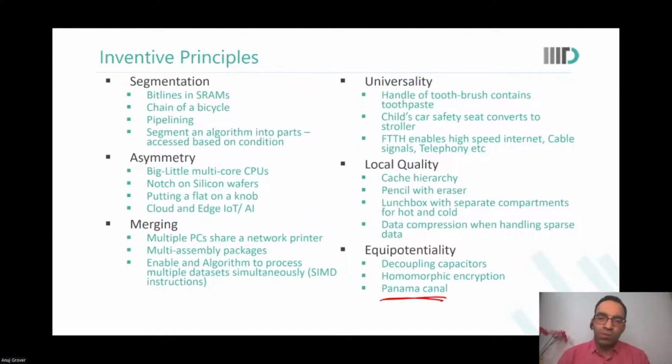Local quality, how to improve something in a local small method. Lunch boxes can have separate compartments for hot food and cold food. Equipotentiality, Panama Canal, we already discussed, or things like homomorphic encryptions, those of you who are working on security, or decoupling capacitors, those of you who are working on circuits.